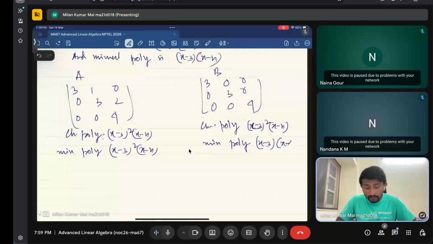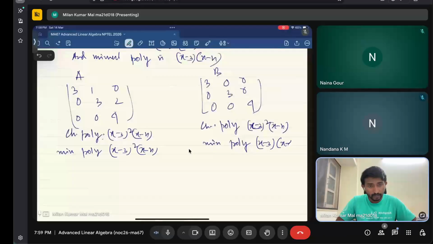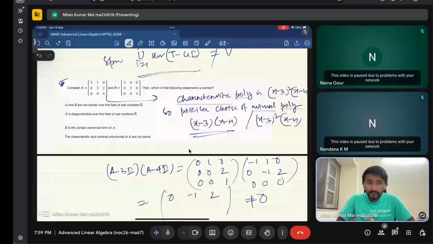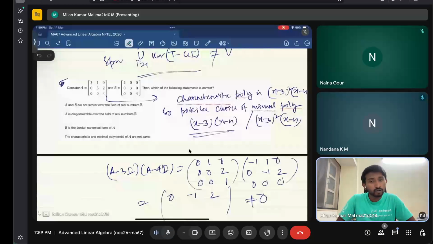A and B are not similar over the field of real numbers. That's true. A and B are not similar, because if two matrices are similar, they should have the same Jordan canonical form. Similar means what?